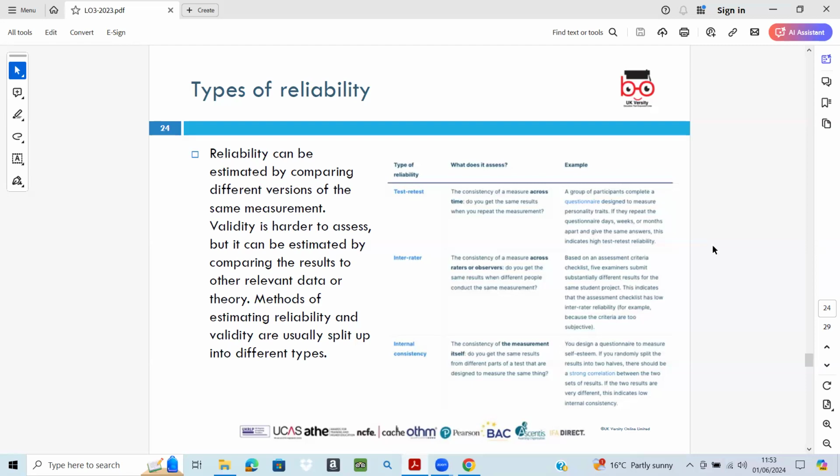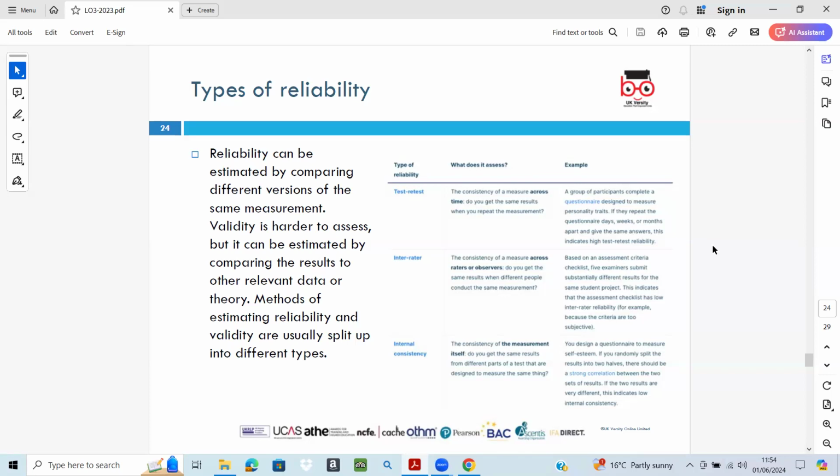Then we have parallel forms reliability. Parallel forms reliability involves comparing two different versions of a measurement tool that are designed to assess the same construct. The correlation between the results obtained from the two versions indicates the degree to which the forms are equivalent. This type of reliability is valuable when researchers want to avoid practice effects, or when using multiple versions of a test to minimize biases.